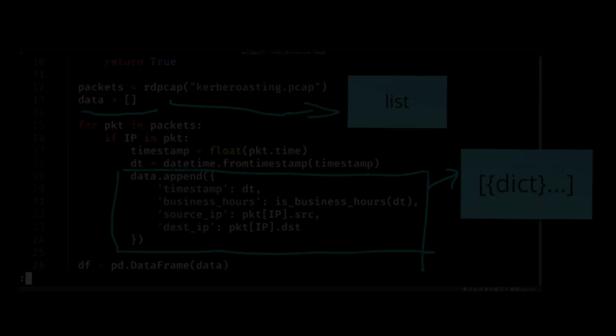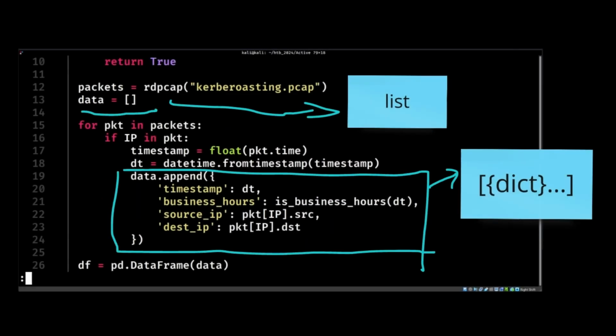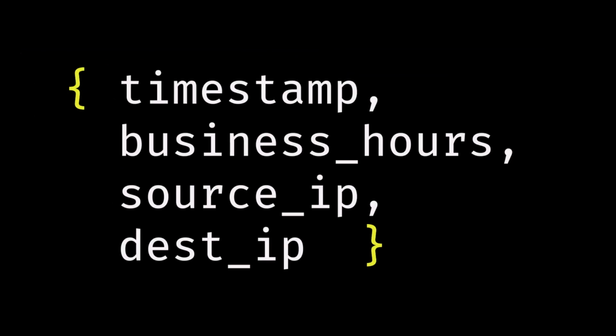Next, we use rdpcap from Scapy to read a packet capture file. We then create an empty list called data. We iterate through each packet in the capture. For packets containing an IP layer, we extract the timestamp, convert it to a datetime object, and add a dictionary to our data list. Each dictionary contains a timestamp, business hours status, source IP, and destination IP. This creates a structured dataset from our packet information.